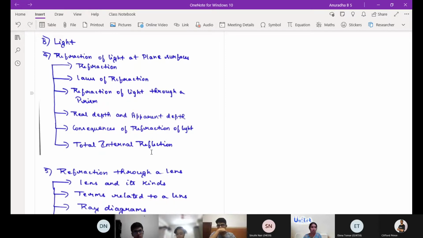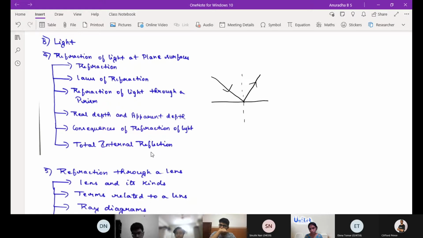So here we talk about a new concept called refraction. Suppose this is the glass, or just consider this a mirror. This is my incident ray, this is my reflected ray, and this is the normal. The entire light will not get reflected back; some part gets transmitted.